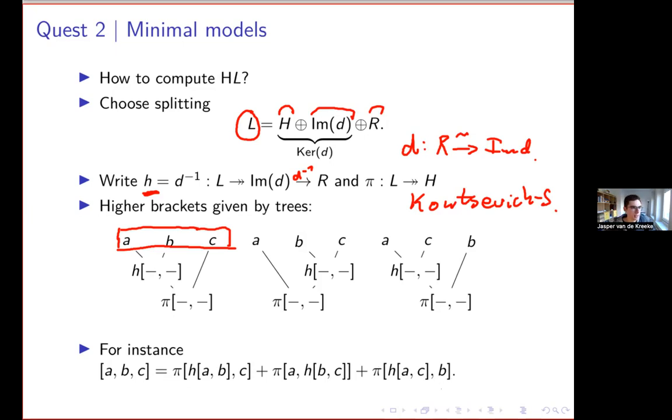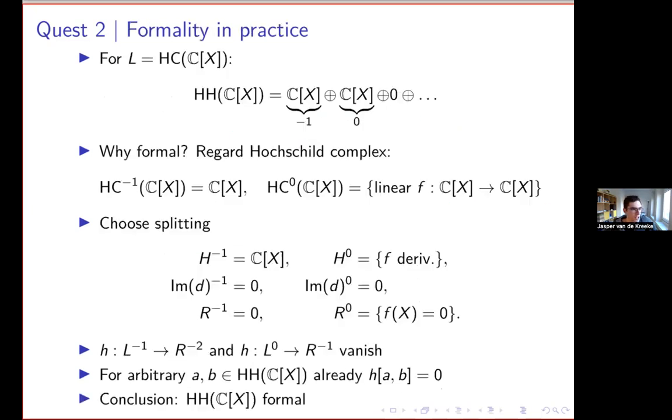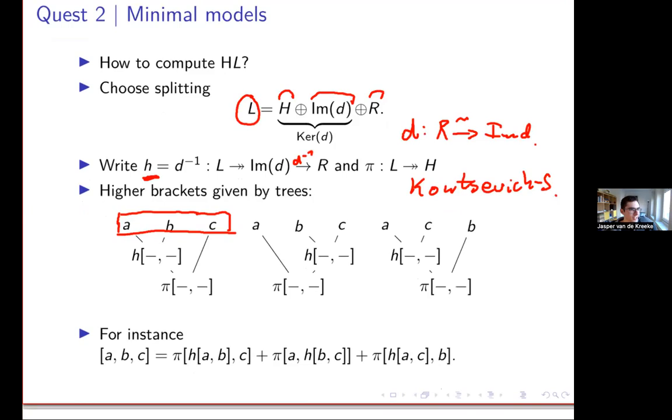Who of you has seen this kind of construction before? Who of you has never seen this construction before?